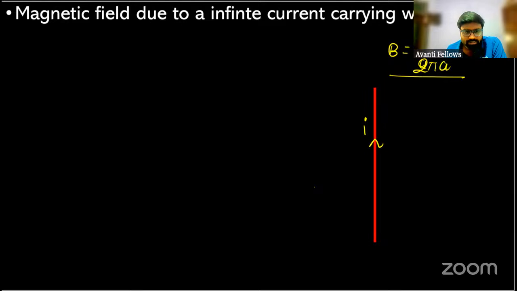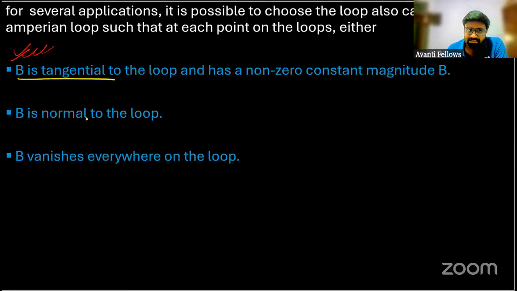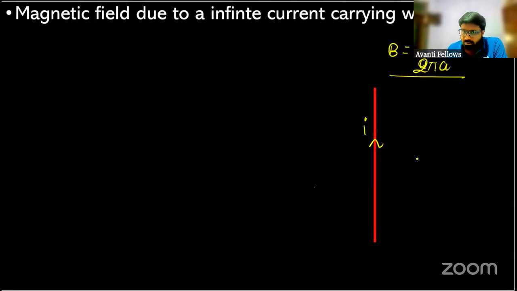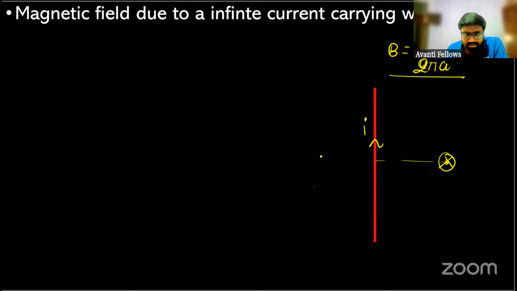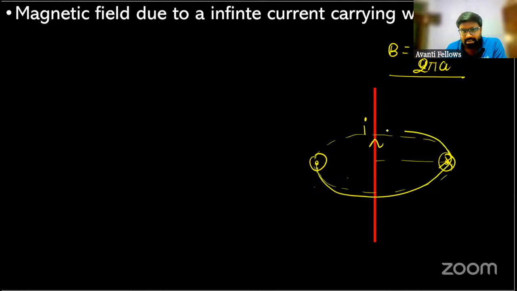ठीक है, क्योंकि मुझे क्या करना है, I have to make B either tangential or normal and vanish. सो in that case B तो vanish नहीं होगा because there is existence of magnetic field. B is also, if you will see here, B is inside the plane, and at this point B is outside, which means B is somehow circular. This is the pen, and B is circular like this. ठीक है, so I have to consider the loop in the same way. अब मैंने ये loop consider कर लिया. ठीक है, ये मेरा circular Amperian loop.